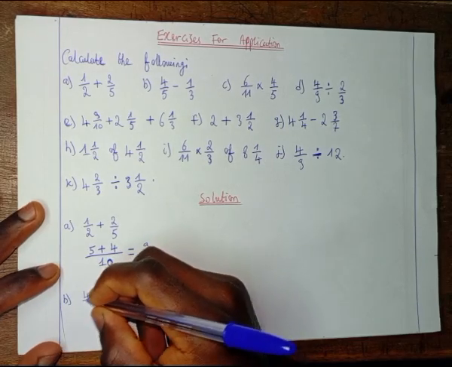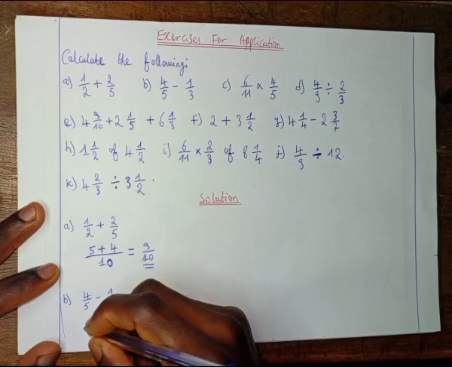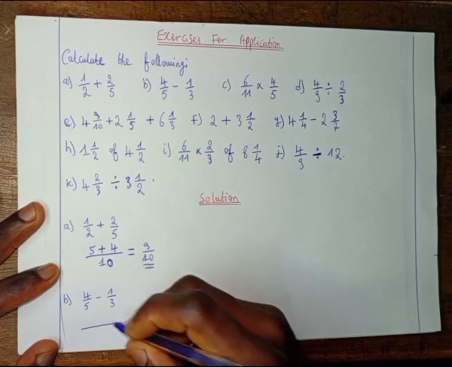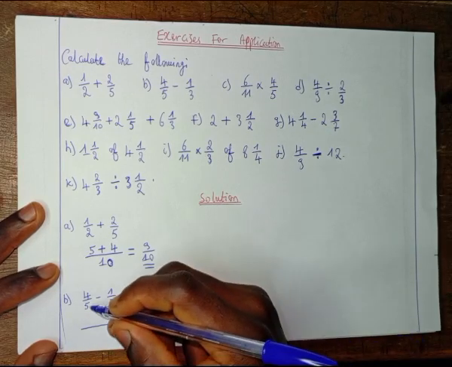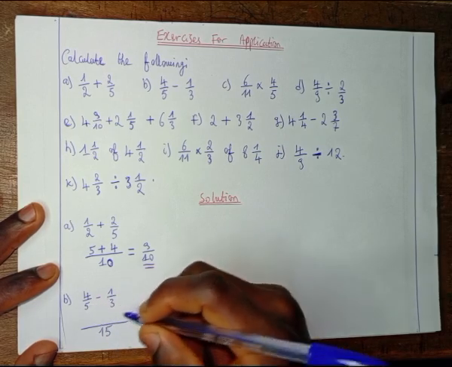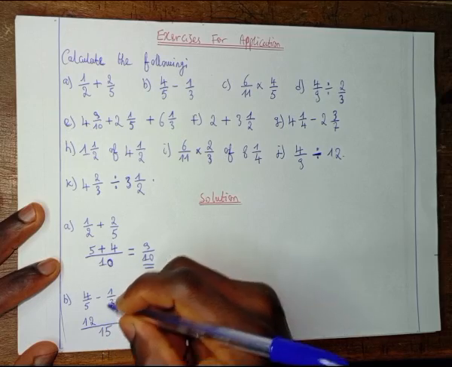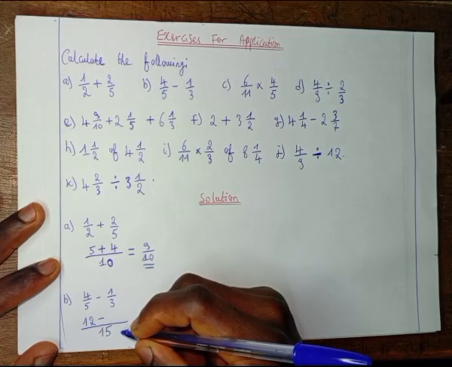We have 4 fifths minus 1/3. We are going to start by finding the LCM of their denominators. 5 times 3 gives us 15. 15 divided by 5 gives us 3. 3 times 4 gives us 12. We bring down the operation sign, which is minus.